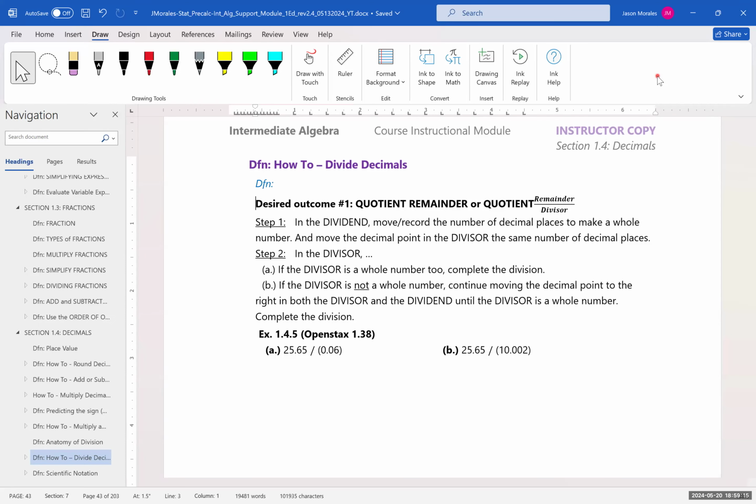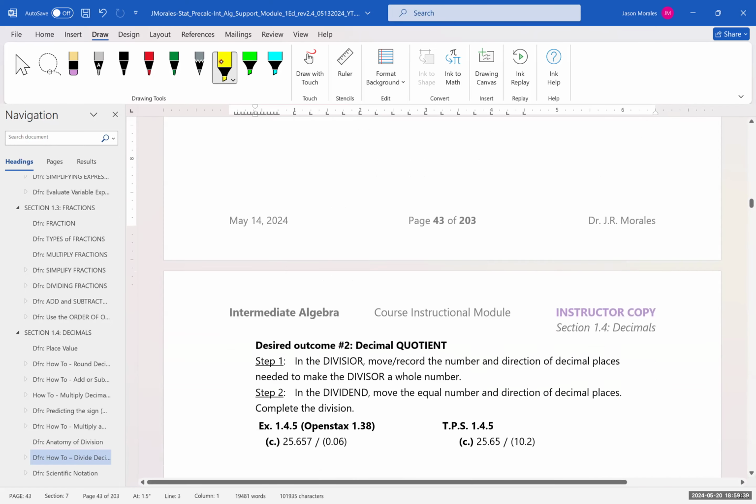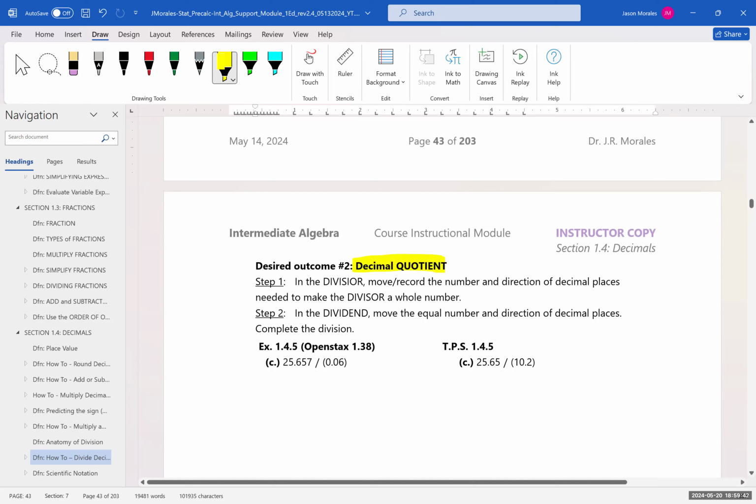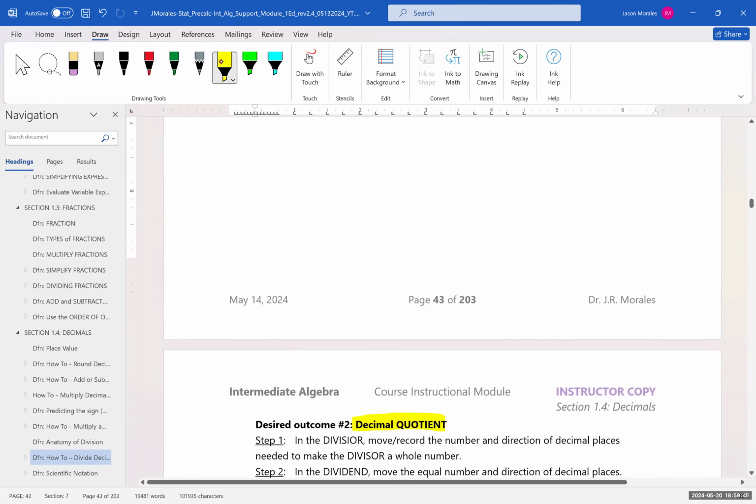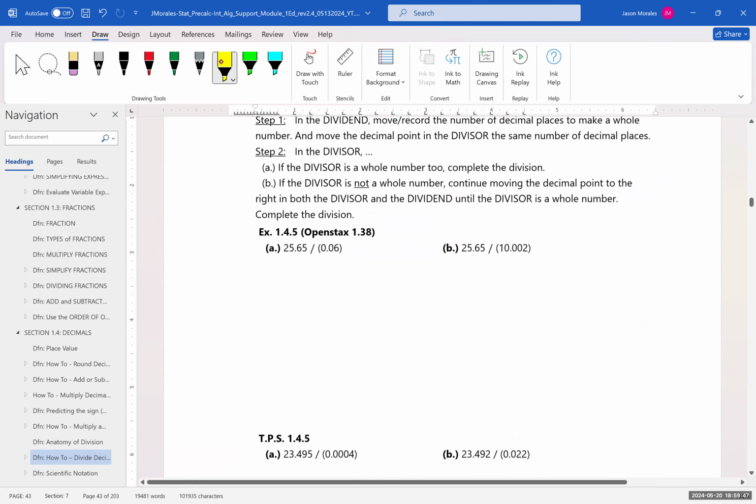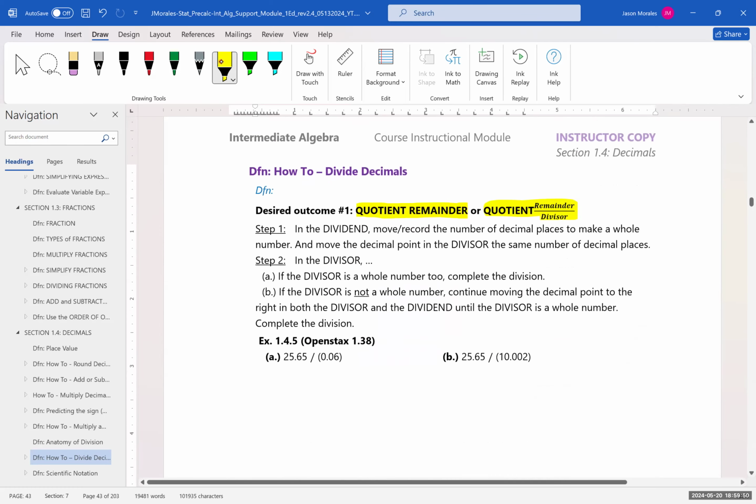Okay, now let's look at how to divide decimals. Dividing decimal numbers depends on the format of the quotient you're looking for. So there's two desired outcomes. Either you want a quotient with a remainder or a quotient as a mixed fraction, or you want a quotient that's a decimal number. So there's two slightly different sets of rules that you follow depending on what you're looking for as far as your resulting answer. So we'll look at examples of both.